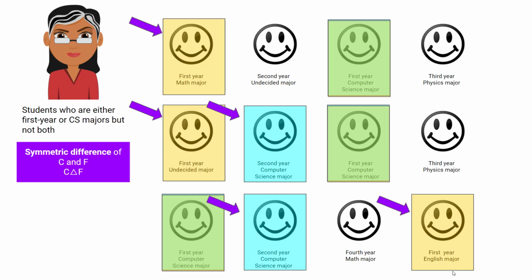In general, if A and B are two sets, then their symmetric difference, which we notate with a triangle symbol, is the union of A and B minus the intersection of A and B. The set whose elements are either in A or in B, but not both. In our class, the instructor would need the symmetric difference of C and F, which would be this set.